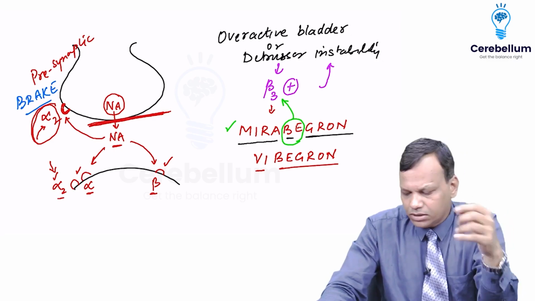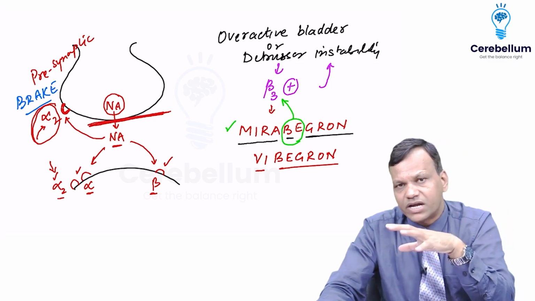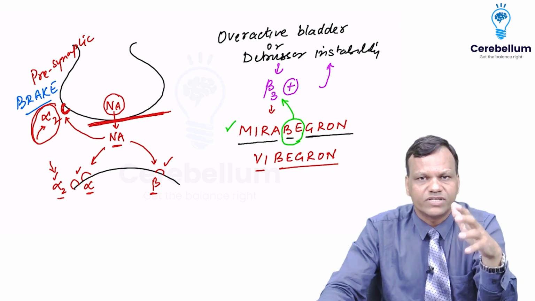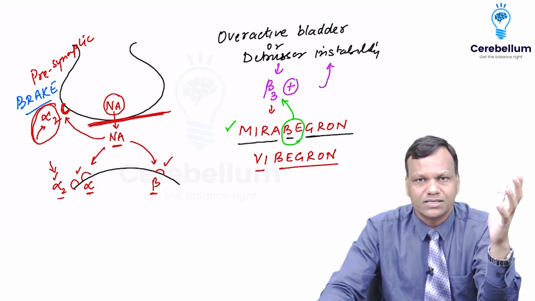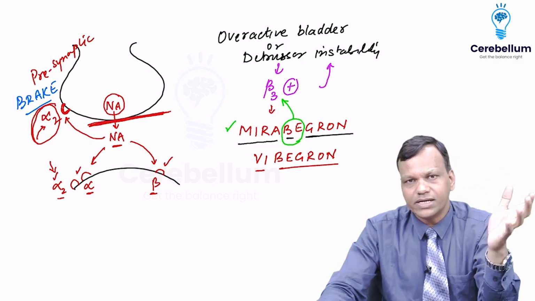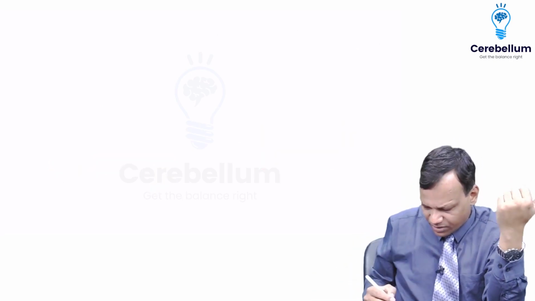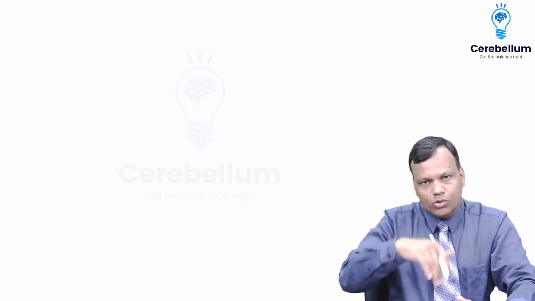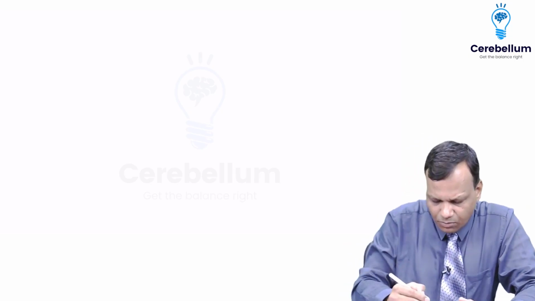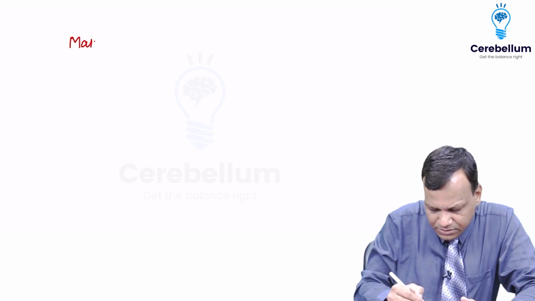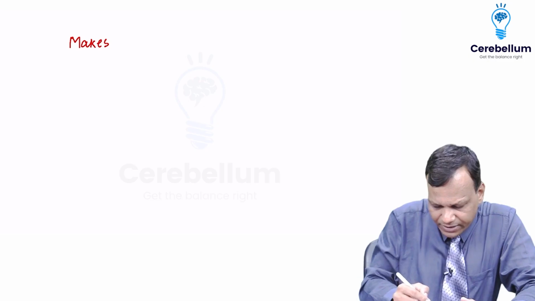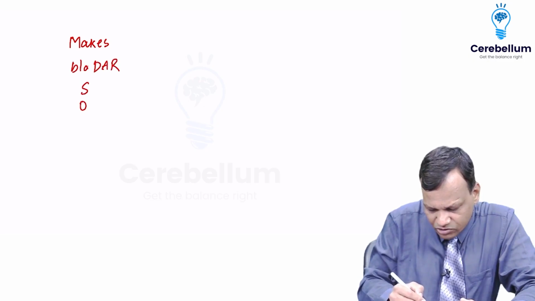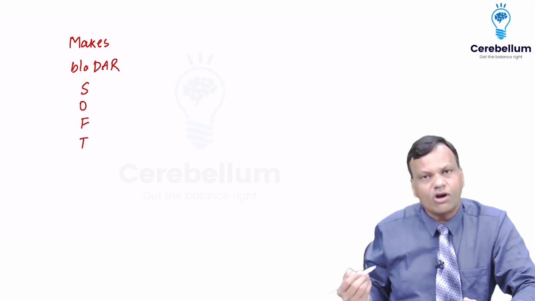Now tell me, do you remember we studied one more group of drugs which can be used in overactive bladder? Which drugs we discussed? Yes, that were anticholinergic drugs. Anticholinergic drugs, remember we discussed the mnemonic soft bladder. So you can include this drug also and make the mnemonic as makes bladder soft. So these drugs make bladder soft.